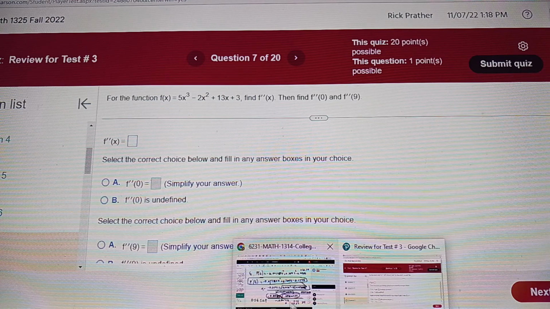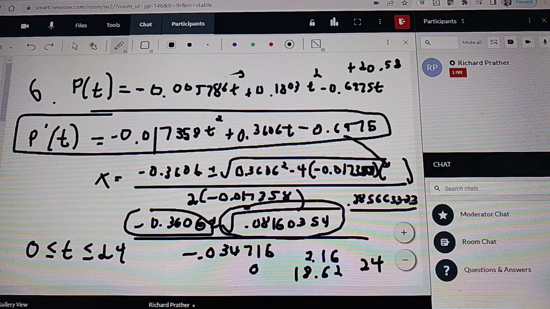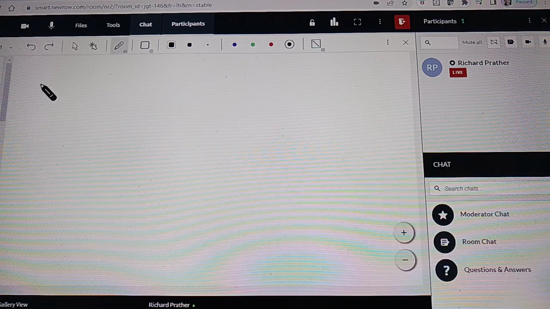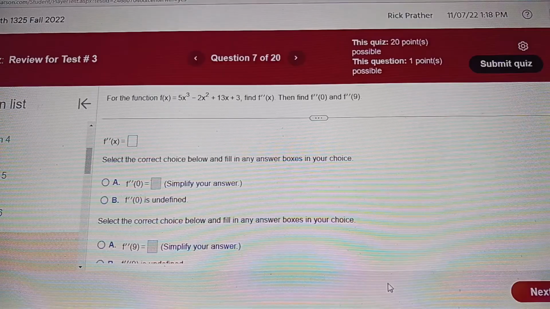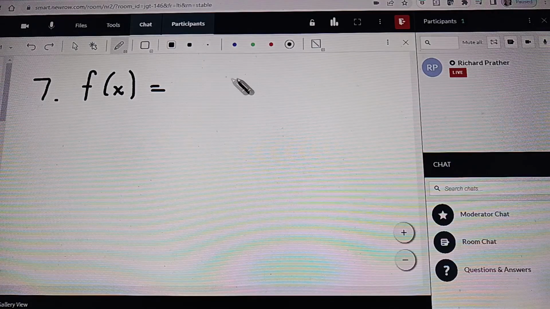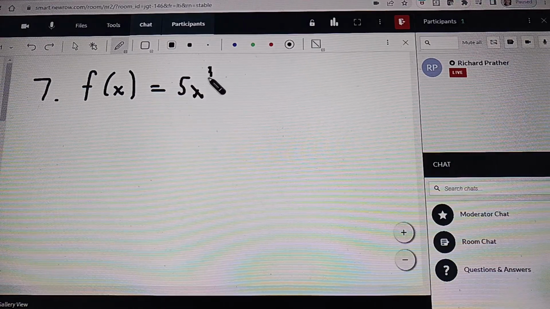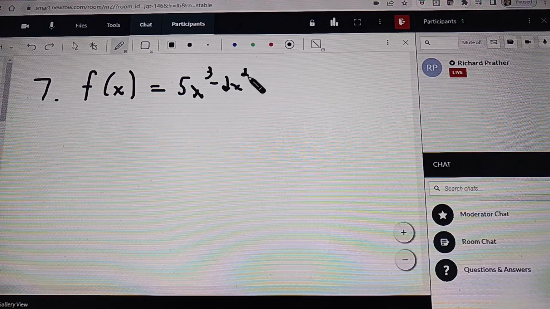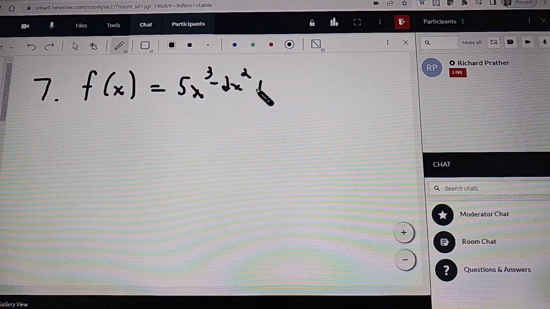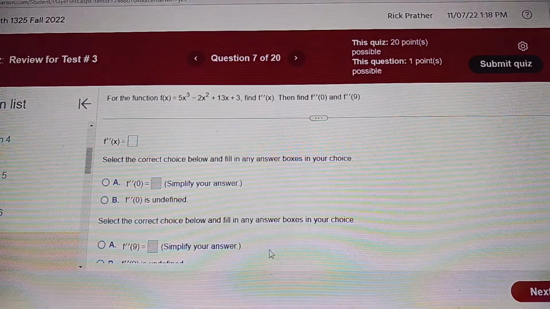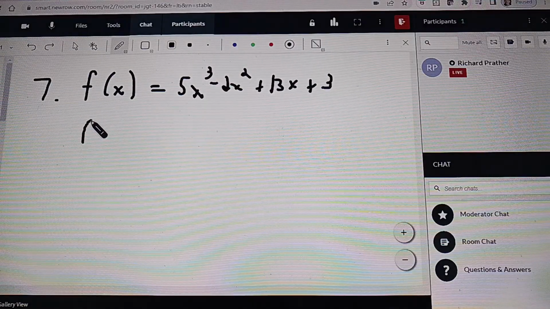Okay, next thing up is we move to section 5.3 where we're doing the second derivative, higher derivatives. So f of x, the original function, is 5x cubed minus 2x squared plus 13x plus 3. And they want the second derivative and then plug values into the second derivative. So you just do the derivative twice.